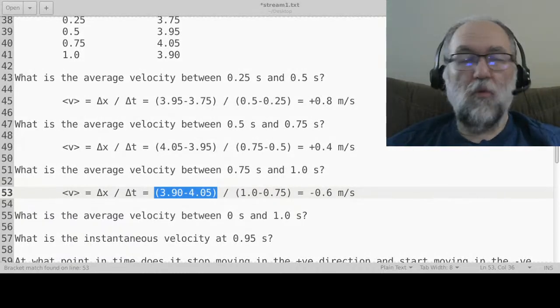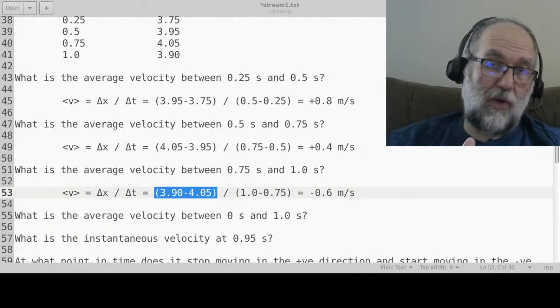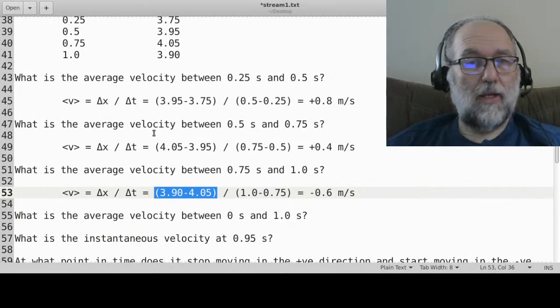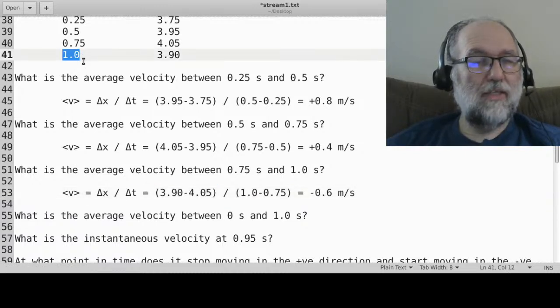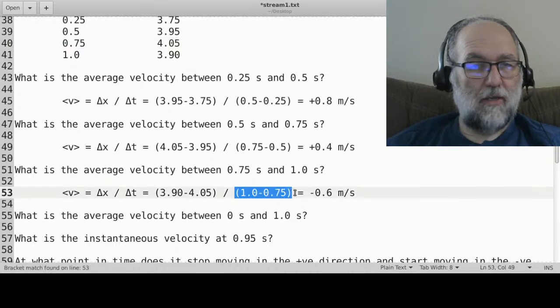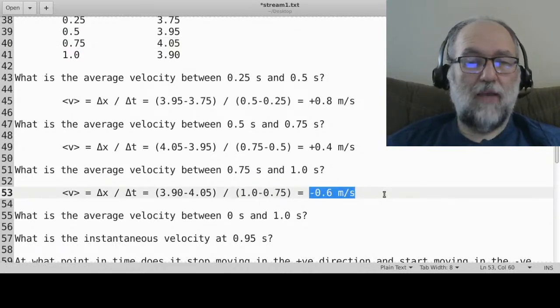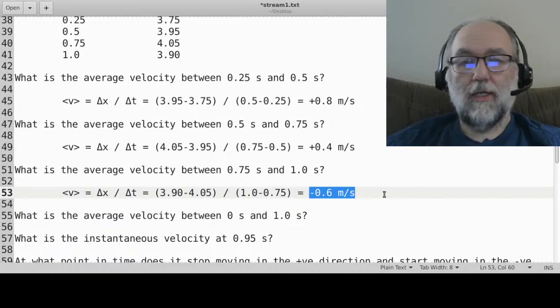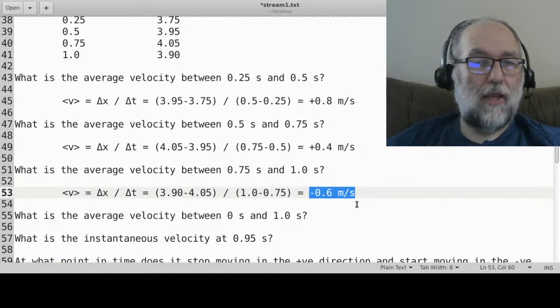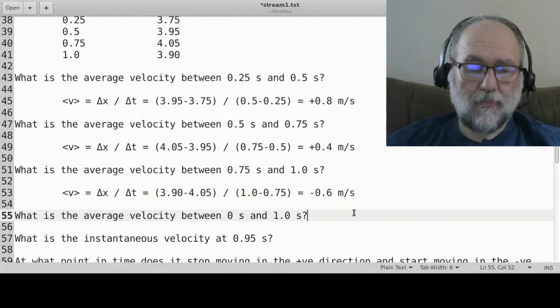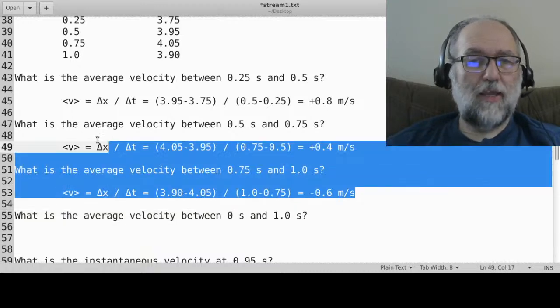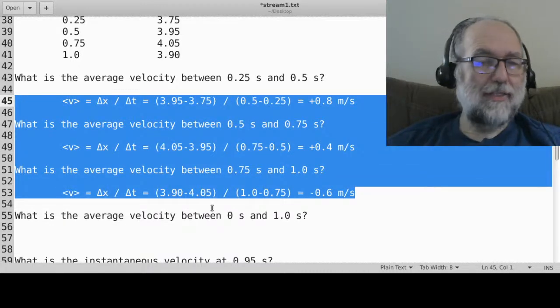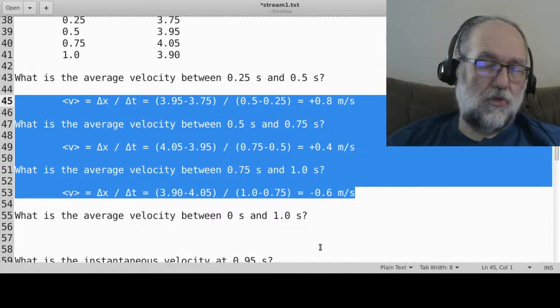And that's because it's now moving back towards the origin. So x is decreasing and the velocity is actually negative. There's the numerator, there's your delta x. And your delta t is 1 second minus 0.75 seconds, and that gives you a velocity of negative 0.6 meters per second. Now, the next question, it's the same thing again, but I wanted to try to give you an understanding of how these average velocities relate to instantaneous.